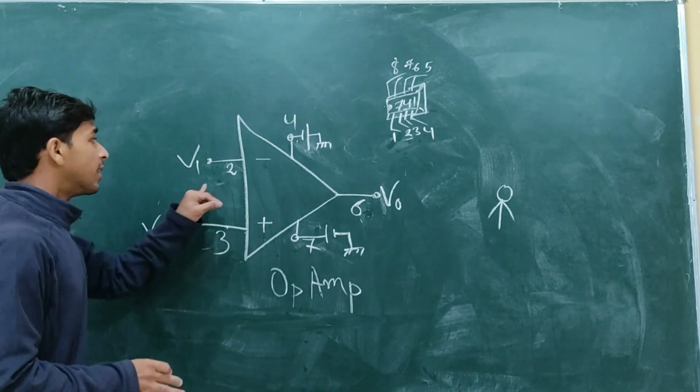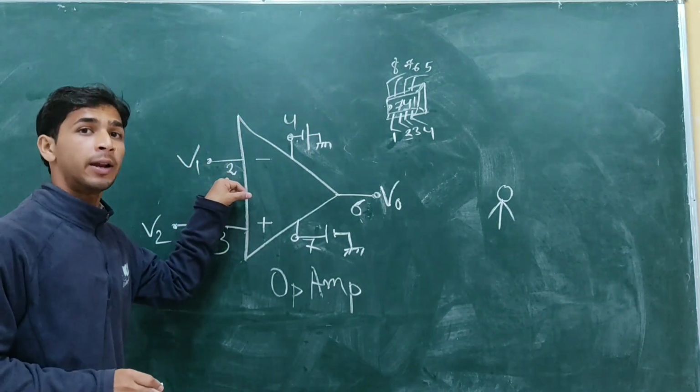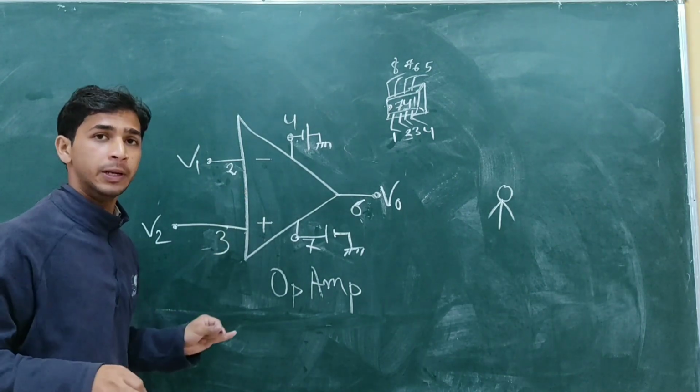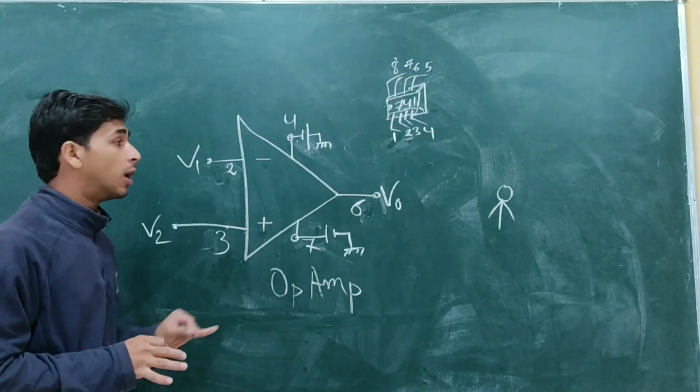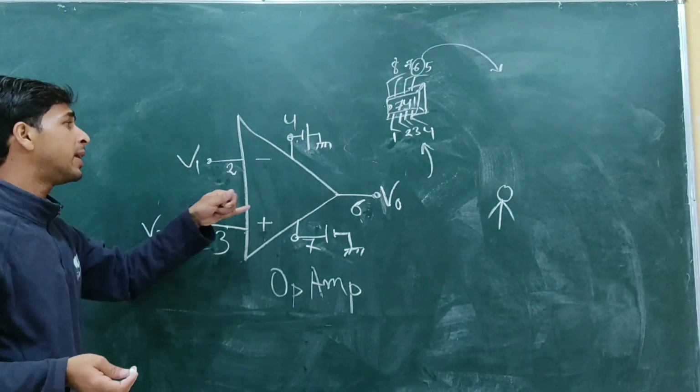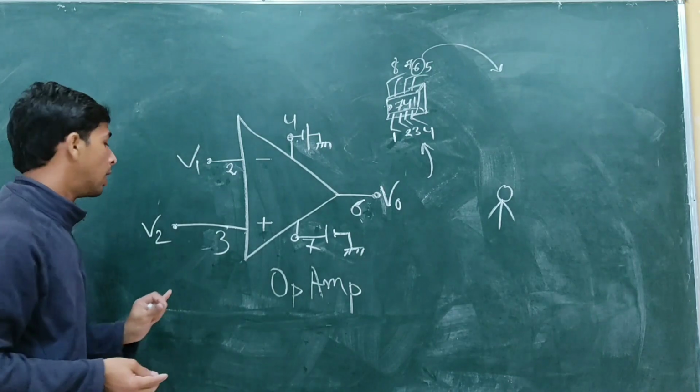I have said leg 2 is the inverting terminal. So what is meant by inverting terminal? And leg 3 is the non-inverting terminal. So let's see what is meant by inverting and non-inverting terminal.